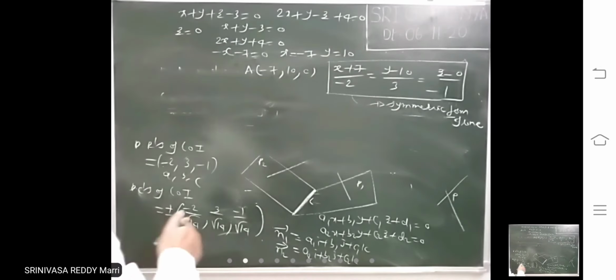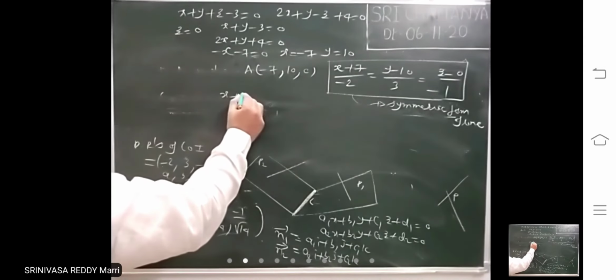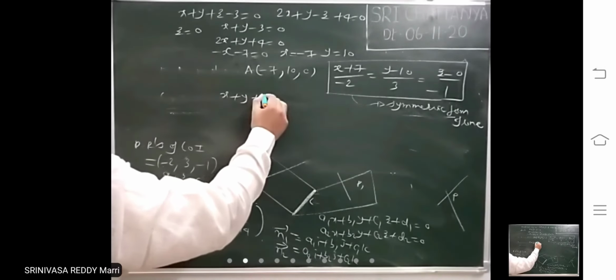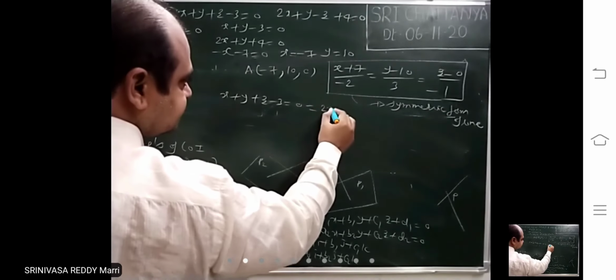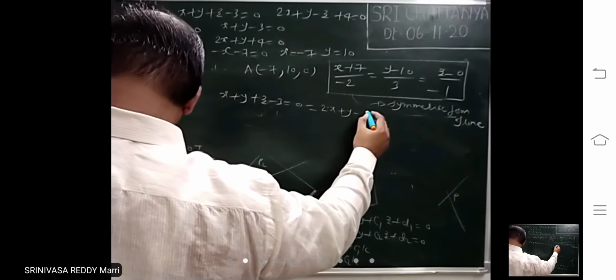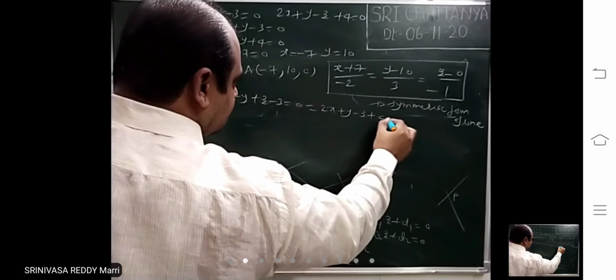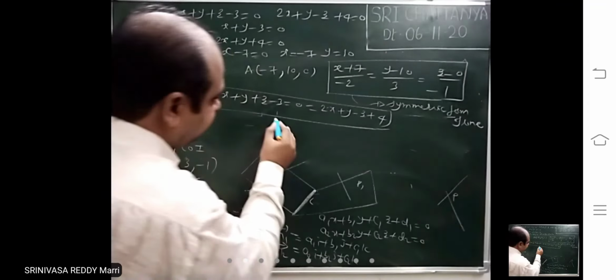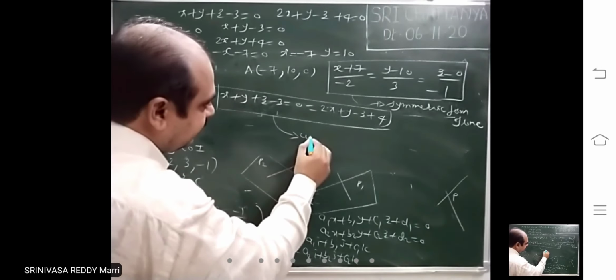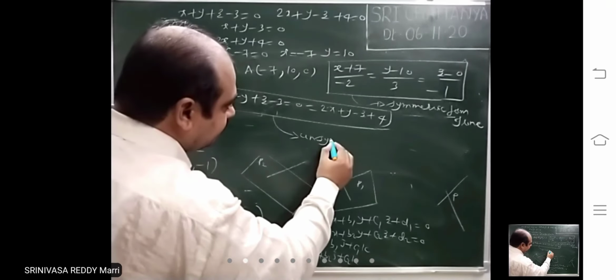Right? So planes I have given now. If the line is given like this, if the line is represented like this, this is called the unsymmetric form of the line.